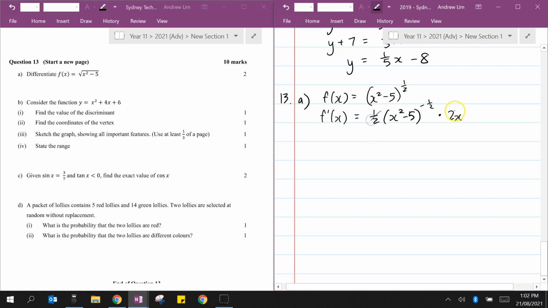Now that half will cancel out with that 2, leaving me with x at the top, and I'm going to bring this all down to the denominator and leave it with a positive power of half.